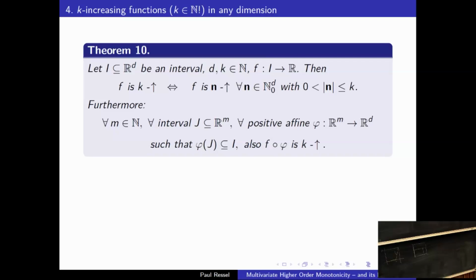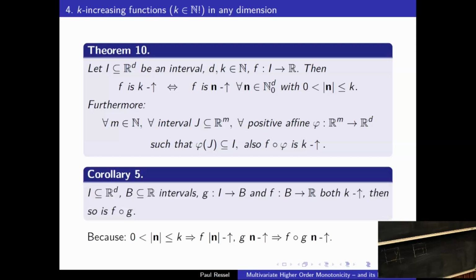And furthermore, for every m and for every other m-dimensional interval J, and for every positive affine function, what do I mean by positive affine? An affine function is a linear function plus a translation. And positive only means that the linear part of the affine function maps the positive orthant of the one space into the other one. Only this is important. For every positive affine phi such that phi of J is in I, the composition is also k increasing.